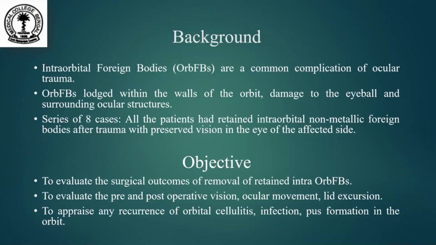Now, as we all know, intraorbital foreign bodies are a common complication following ocular trauma. Foreign bodies may be lodged within the walls of the orbit and cause damage to the eyeball and surrounding ocular structures. Here we present a series of 8 cases where all of the patients had a retained intraorbital non-metallic foreign body after trauma with preserved vision in the affected eye.